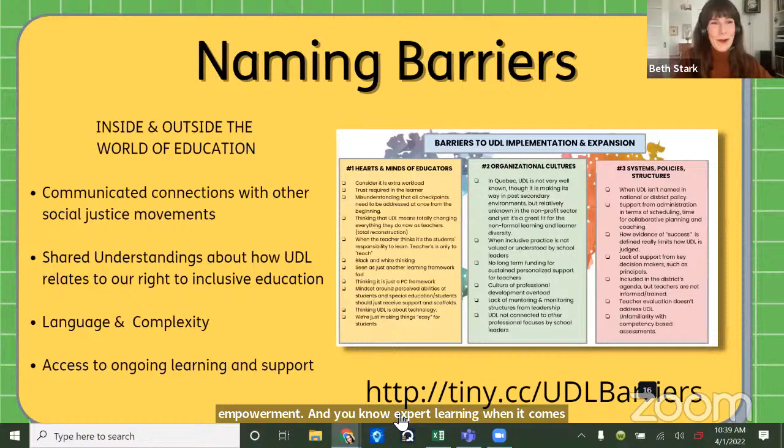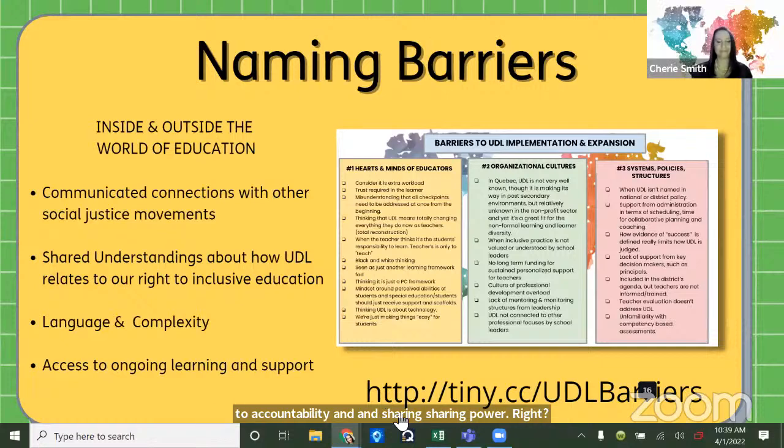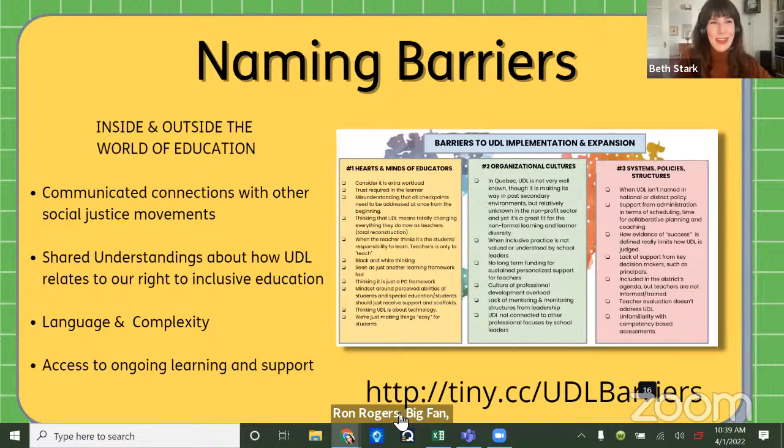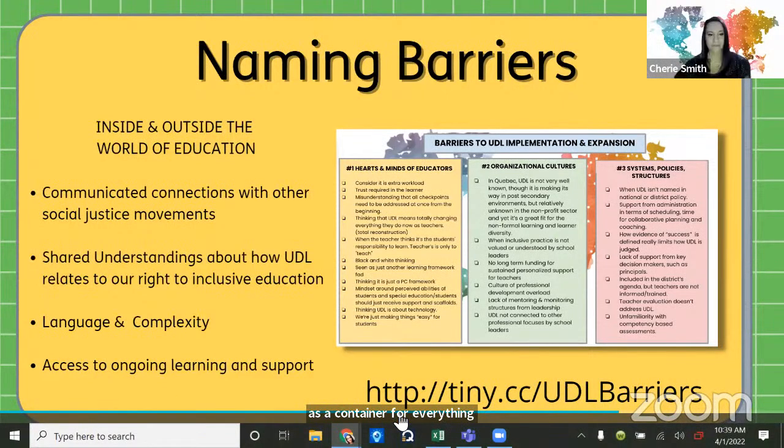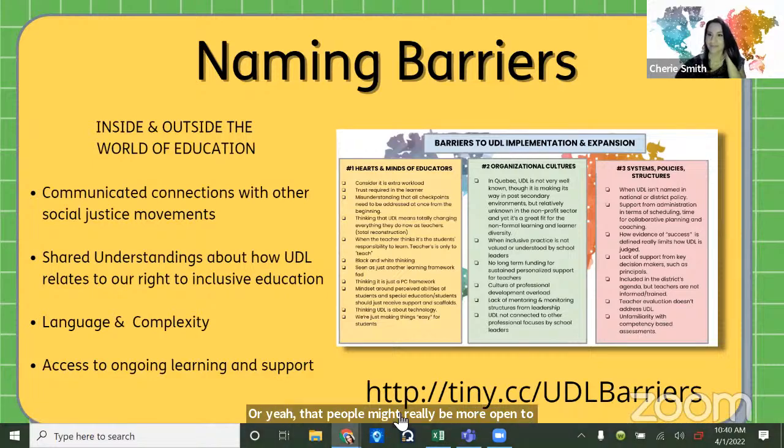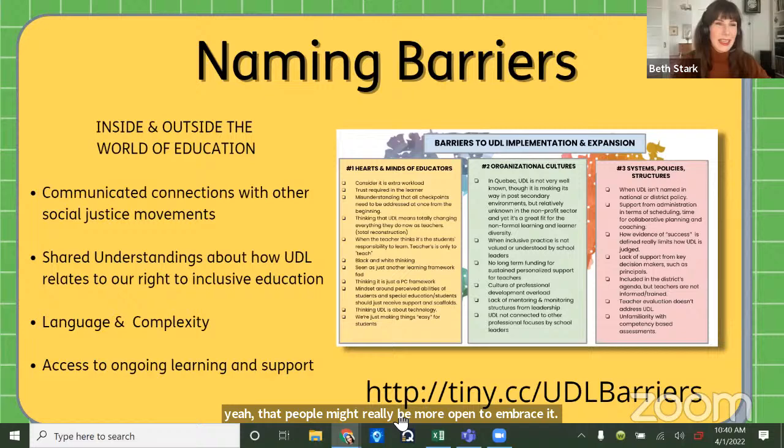All right, Ron Rogers, big fan. Ron Rogers, thanks for being here. Under number 2, it would be UDL not connected to other professional focuses by school leaders. Sherry and I were just talking about that, about how UDL is a container for all of the other evidence-based better practices of trauma-informed practices, culturally responsive teaching, identity-centered learning, and how if it could be used as a container for everything, people might really be more open to embrace it, not as another initiative. Yeah, okay.